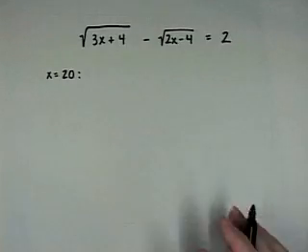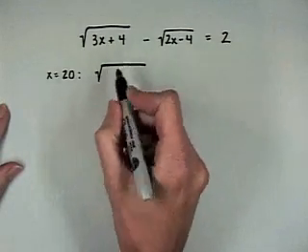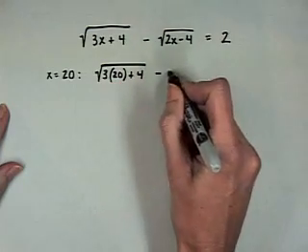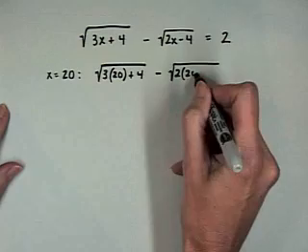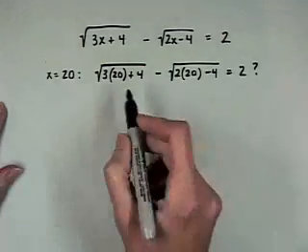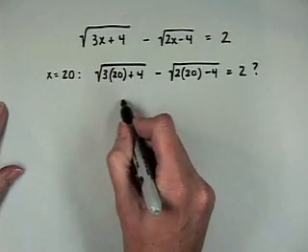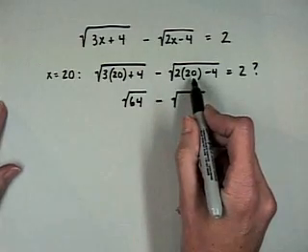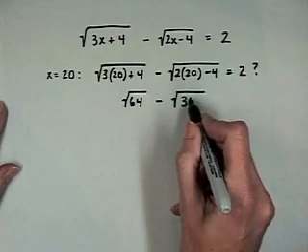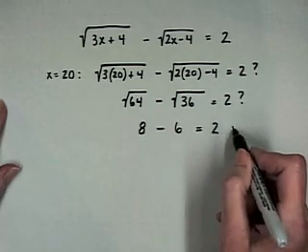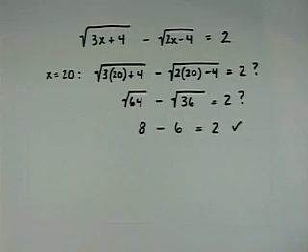Now let's check x equals 20. We're going to substitute in place of x. So we'll have the square root of 3 times 20 plus 4 under the first radical, minus the square root of 2 times 20 minus 4 under the second radical. And the question is whether this equals 2. To evaluate, 3 times 20 is 60 plus 4 gives us the square root of 64, minus, under the second radical, 2 times 20 is 40, minus 4 is 36. And we get 8 minus 6, which does equal 2. So both of the solutions that we found, both 4 and 20, check in this equation.